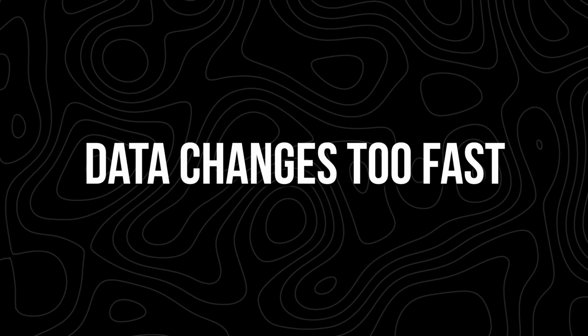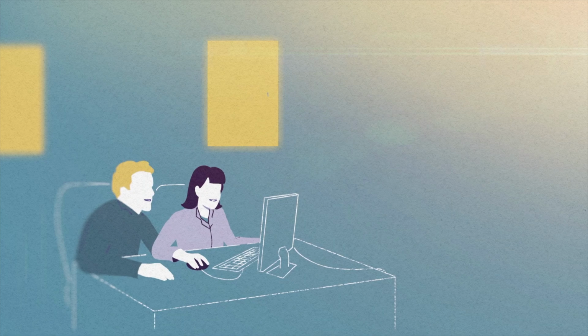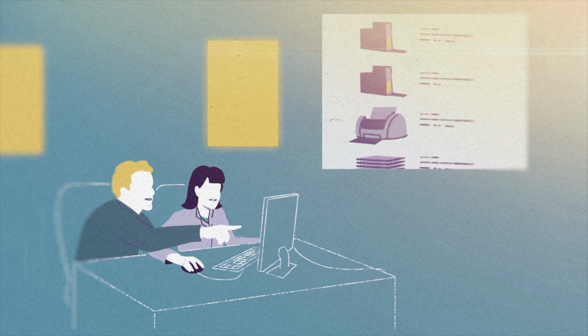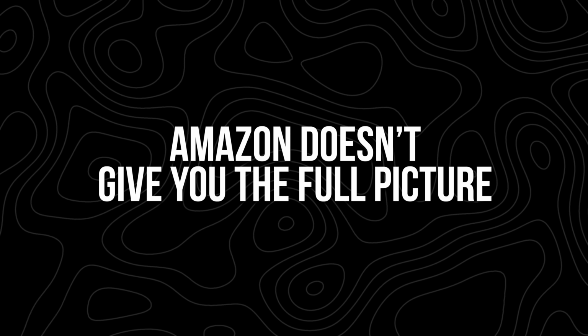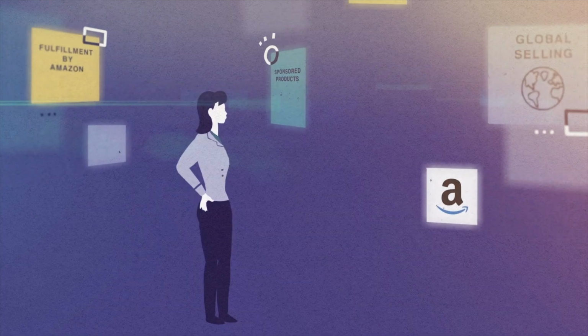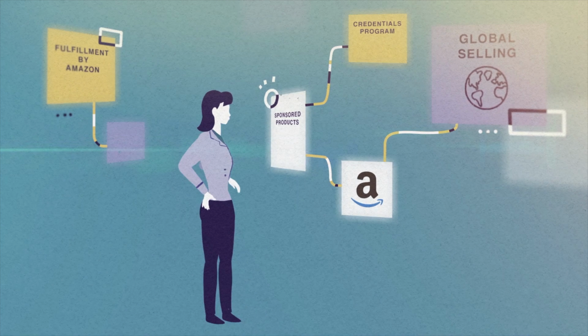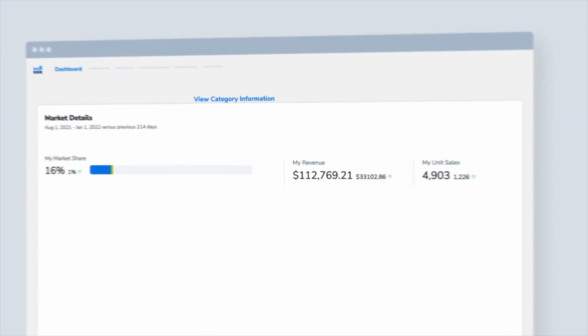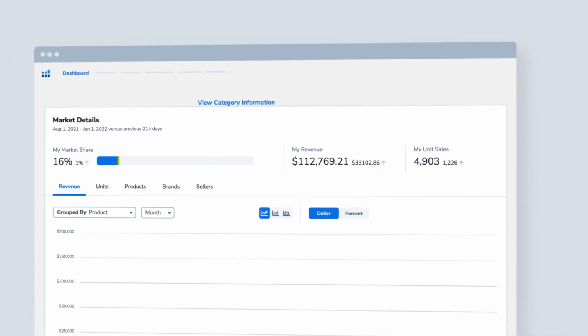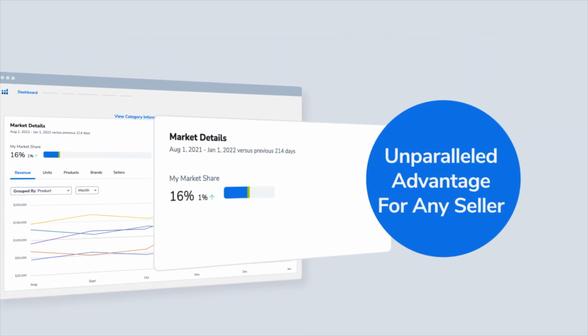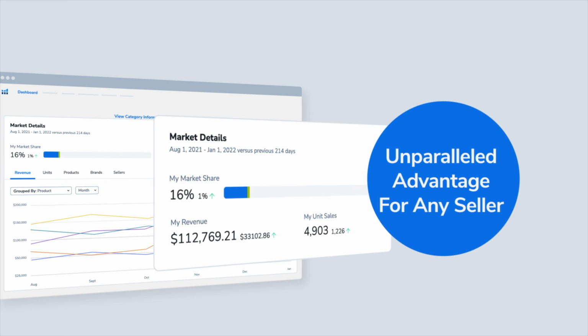Two, data changes too fast. Prices, rankings, and sales trends change daily. By the time you spot a shift, you're already playing catch-up. Three, Amazon doesn't give you the full picture. Amazon doesn't show you competitor revenue, profit margins, or advertising spend. Without the right tools, you're guessing instead of knowing. That's why serious sellers use automation. It's faster, more accurate, and lets you focus on growing your business instead of drowning in spreadsheets. And that brings us to Helium 10's Market Tracker.